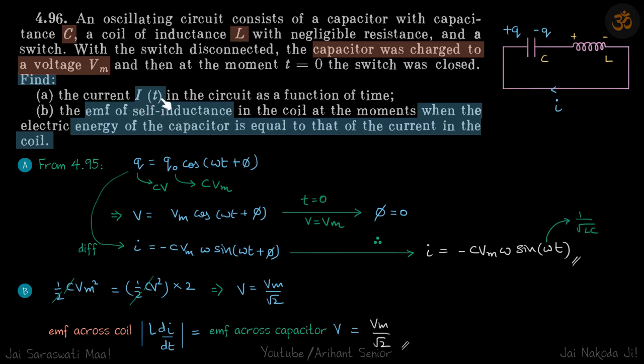We need to find current as a function of time, and then the EMF of self-inductance, basically that is L dI/dt, in the coil when the energy of the capacitor is equal to the energy in the coil.